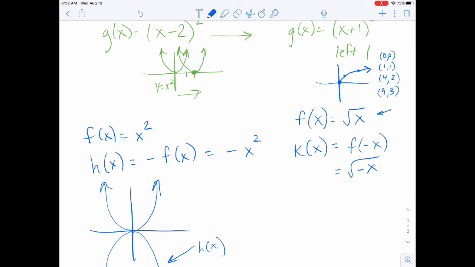This one, however, if I try to plug in, if I say k of 4, well, that's equal to the square root of negative 4. That's a non-real value.